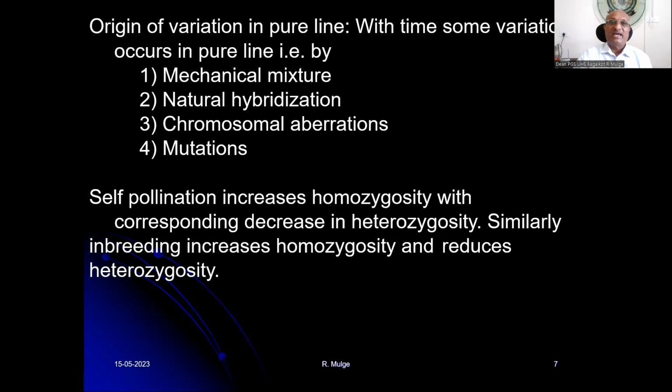Variation within the pure line comes only with the passage of time, not immediately. But how do you get it? Because of mechanical mixture, natural hybridization, chromosomal aberrations, or mutations.